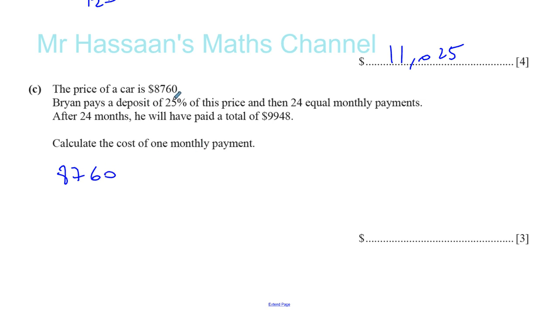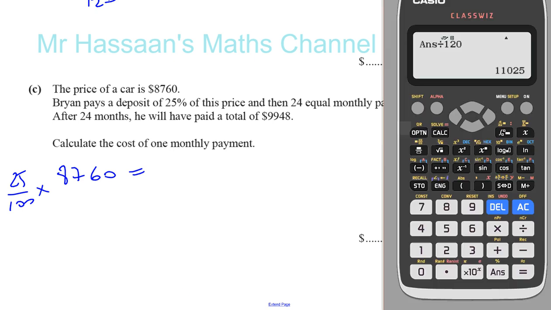He pays a deposit of 25% of this price. So he's going to pay 25 over 100 times this much. Just take the calculator again. It's going to be 0.25 multiplied by 8,760. That gives us 2,190. So that's his deposit.